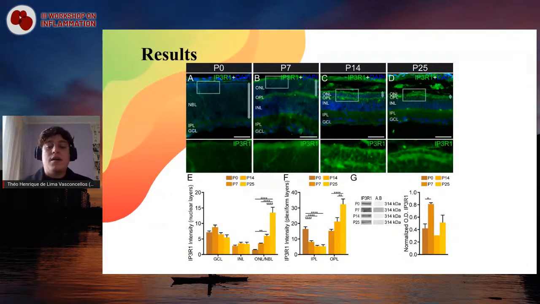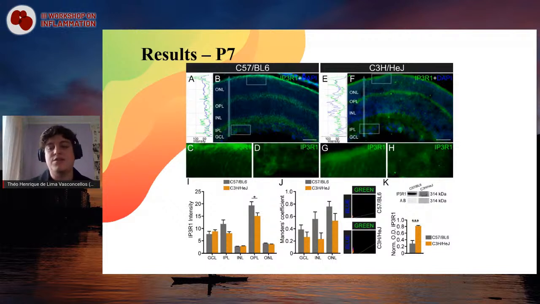The results of immunofluorescence in animals with RP showed a preferential accumulation of this protein in the region close to the nucleus with the progression of the pathology, shown from A to D. Intensity analysis of the layers showed an increase in the outer nuclear layer, indicating a possible role of this receptor in this pathology, seen in graph E. Furthermore, the Western blot analysis showed an increase only at P7, the onset of the degeneration.